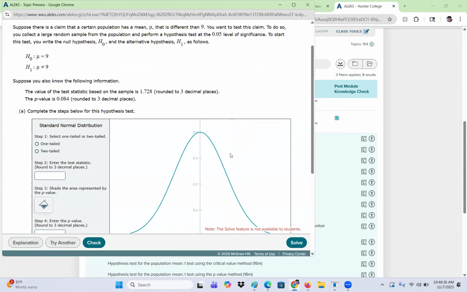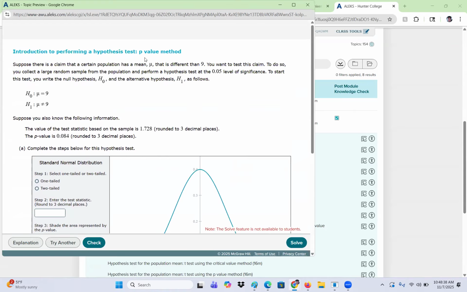The p-value approach, the p basically stands for probability, right? So the probability value approach, instead of just looking at the critical value, the score, now we're looking at the probability, but the concepts remain the same.